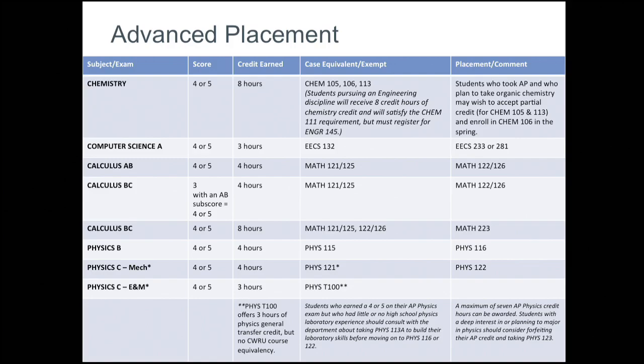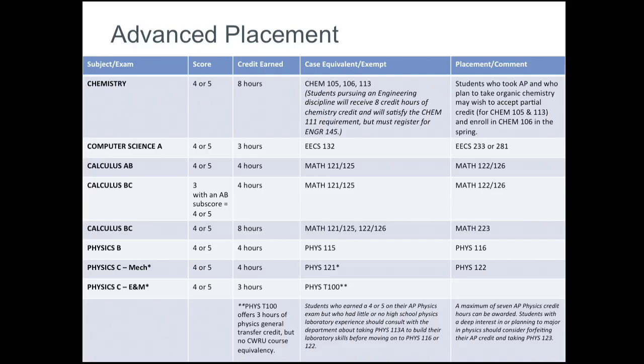In computer science, if you get a 4 or 5, and this is again that engineering 131, EECS 132, you will get credit for the EECS 132. If you're not in computer engineering, computer science, or one of the programs that requires the EECS 132, you do not have to take the engineering 131. The EECS 132 will satisfy the degree requirement.